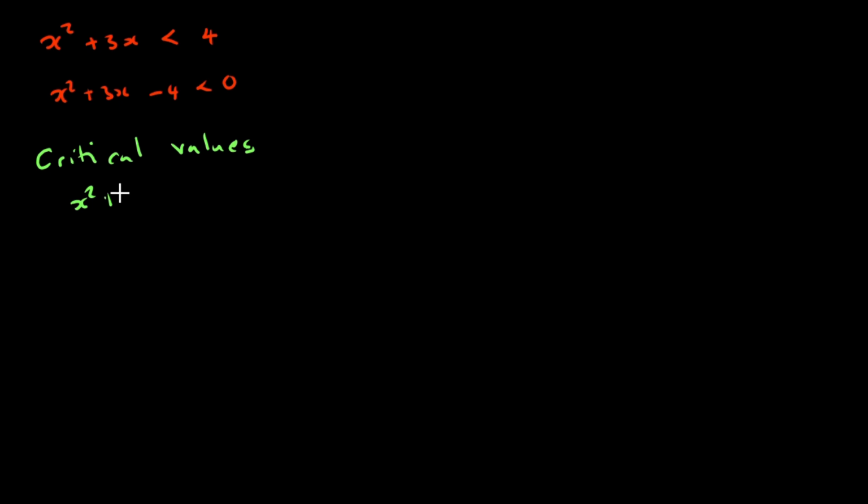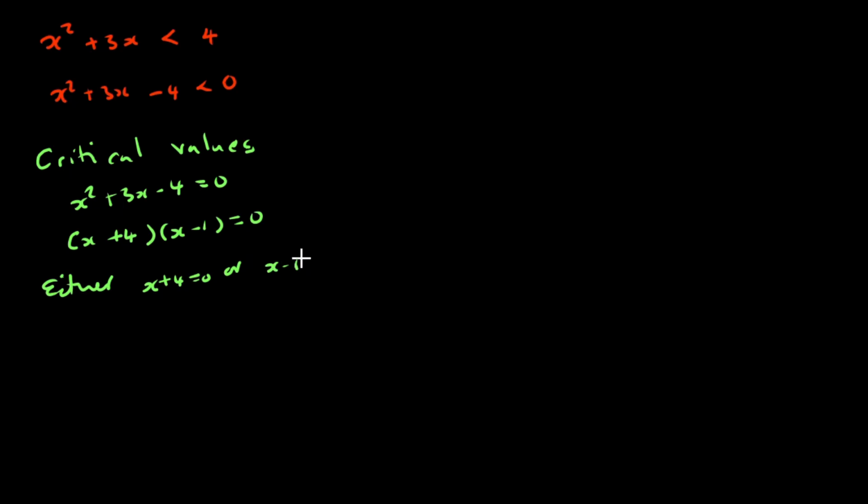x squared plus 3x minus 4 is equal to 0. We can use the quadratic formula or we can factorize: x plus 4, x minus 1 is equal to 0. So either x plus 4 is equal to 0 or x minus 1 is equal to 0. Then x is equal to minus 4 or x is equal to 1.